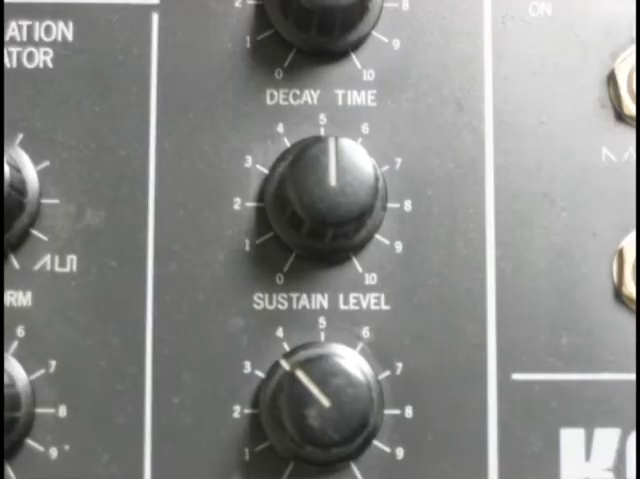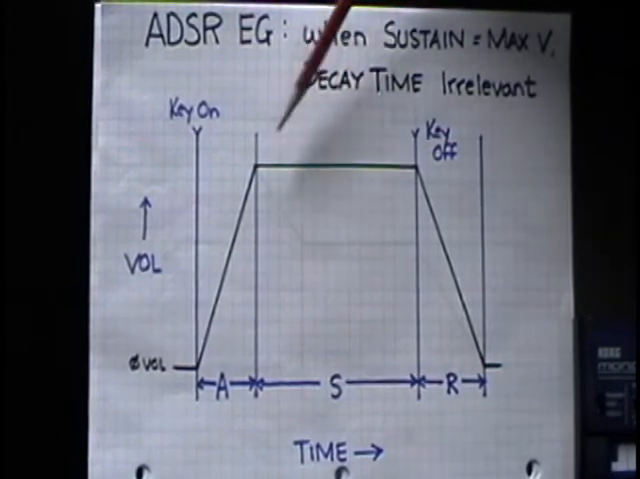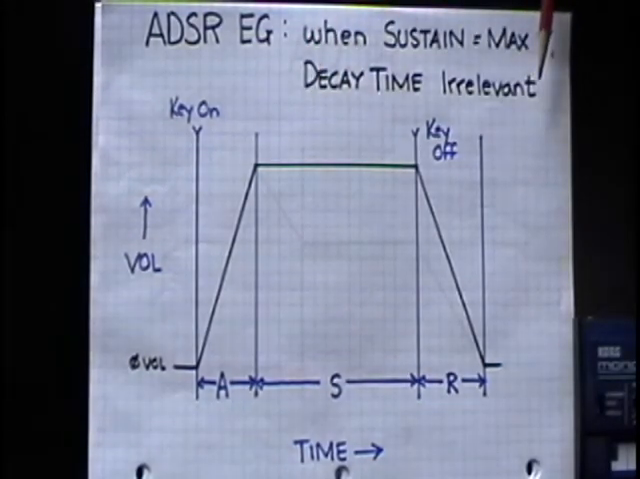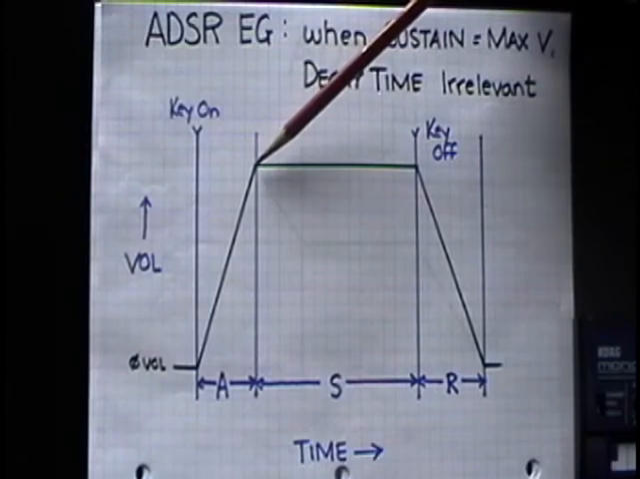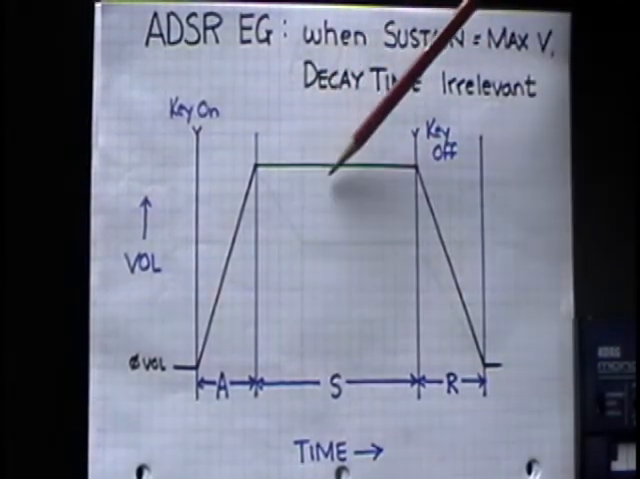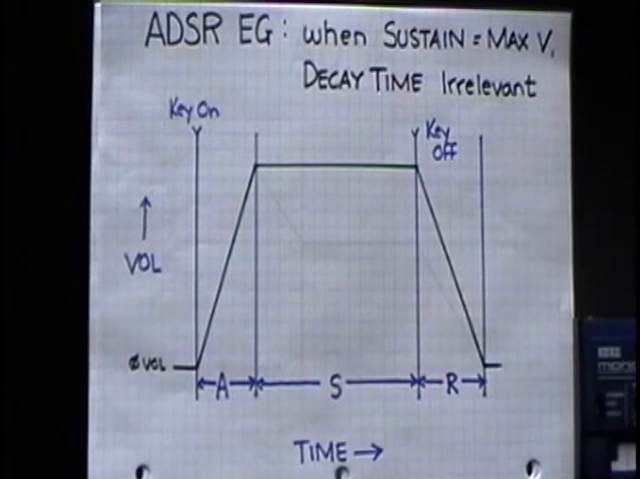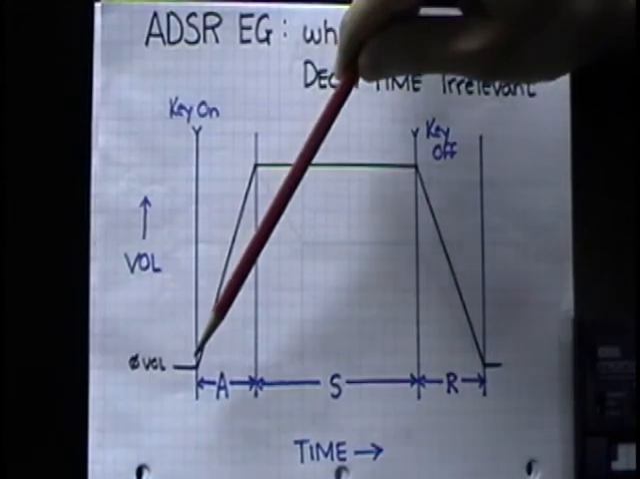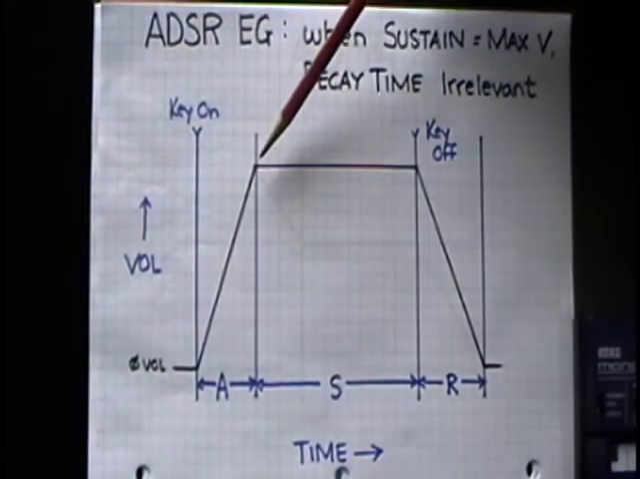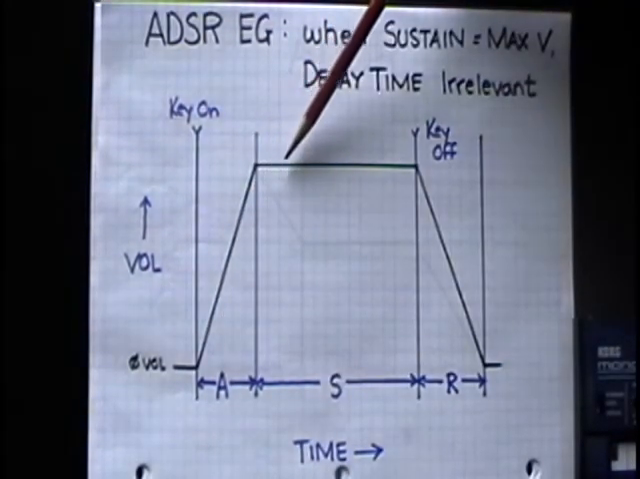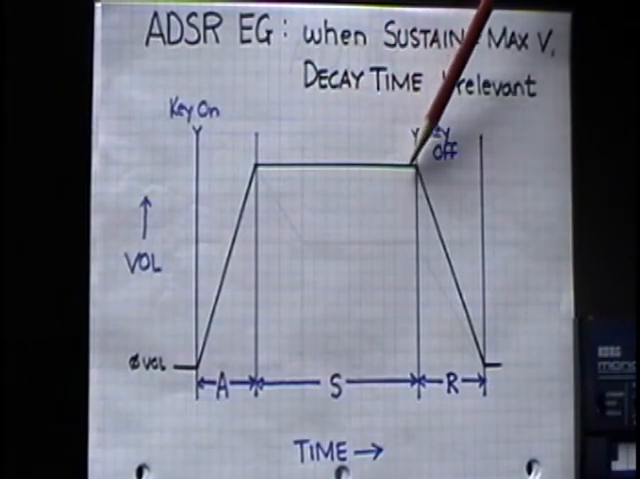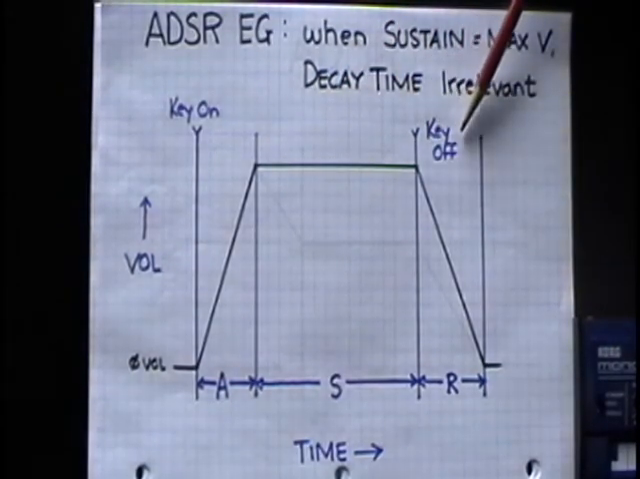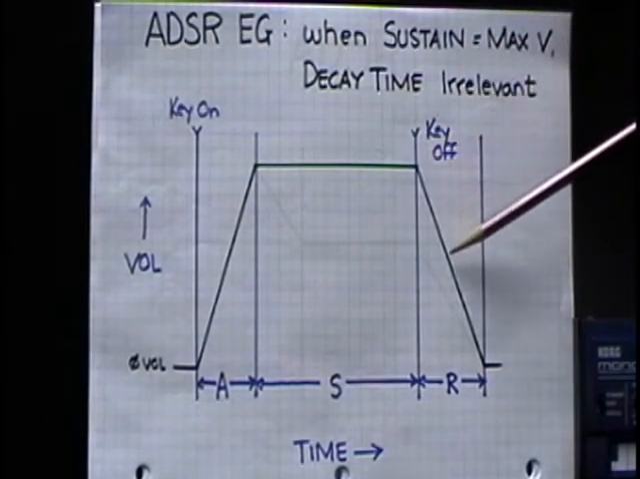when that's the case, the sustain level is maximum, the decay time becomes irrelevant, because there's no decay from the maximum volume to the sustain level. It's the same thing. So the decay time has no meaning or cannot be observed when the sustain level is set to the maximum. So what you have here instead is you key on, attack time takes you up to that maximum level, which is the same as the sustain level, so it stays there. There's no decay until you release the key or other trigger, and then it drops back down.